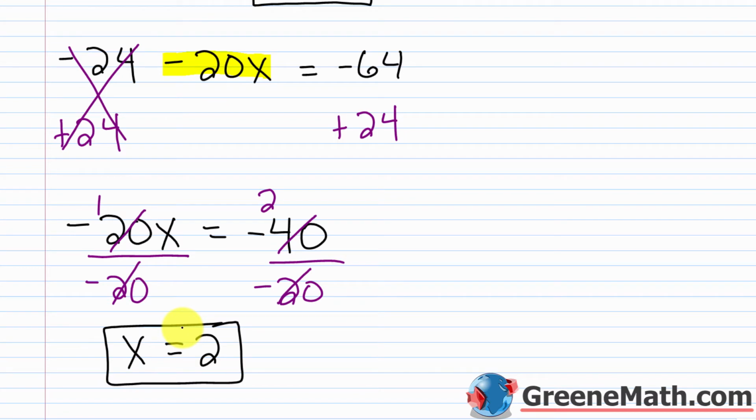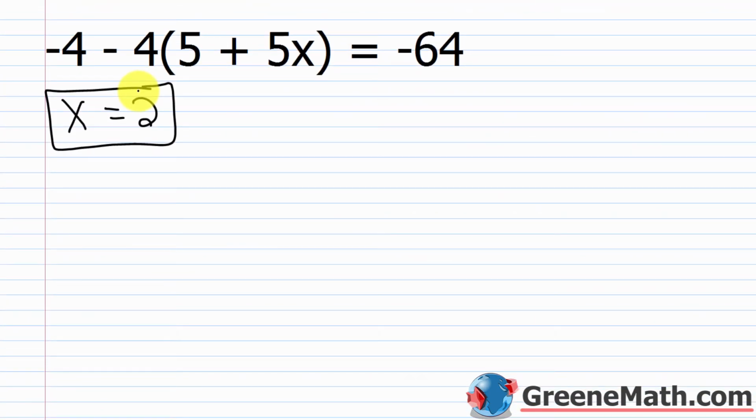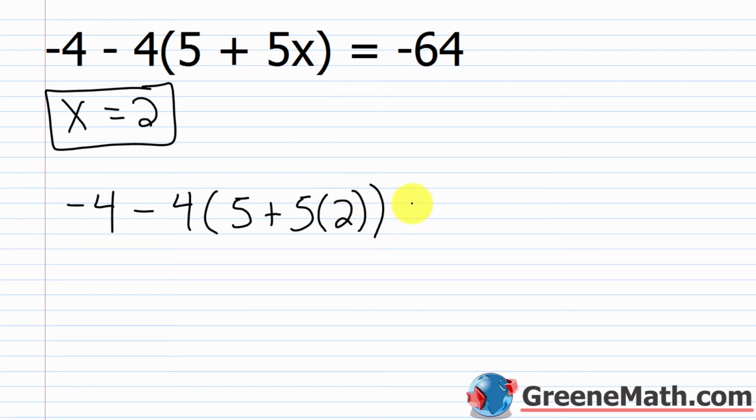All right. So we definitely want to check this and make sure we got the right answer. So let me erase everything, and we'll go back up to the top. We have x equals 2. We have -4 minus 4 times the quantity 5 plus 5, where I see the x, I'm going to plug in a 2, and then close the parentheses, and then equals negative 64.